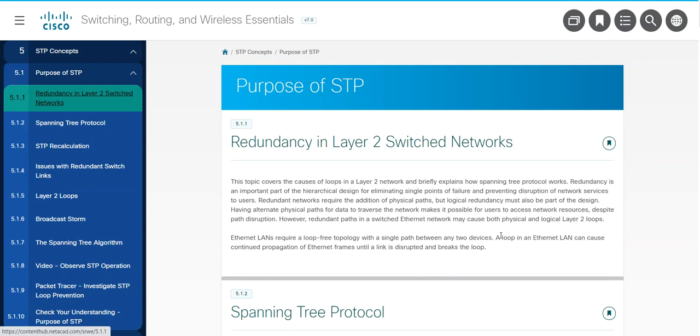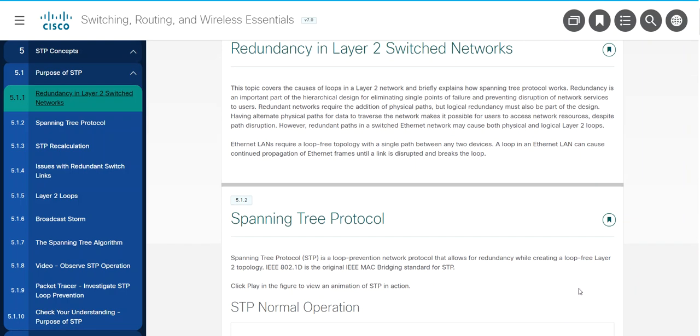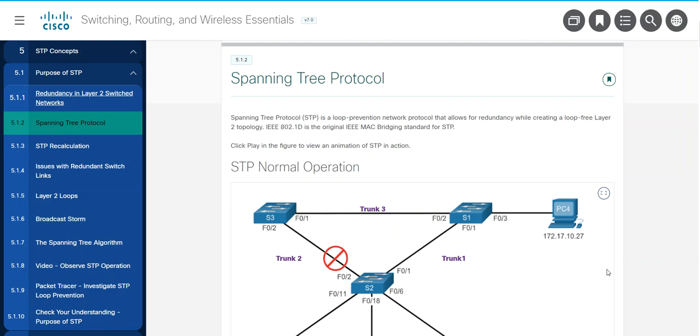And when you have several trunk ports on a switch, and then you have several switches within a network, ideally, you want them all to be trunked, and you want to build some redundancy into your network. So if you're looking at the redundancy in a layer 2 switch network, the redundancy is great because it provides backup, but the problem with that is that you can get a frame that will just endlessly travel on the network. So that's where spanning tree comes in.